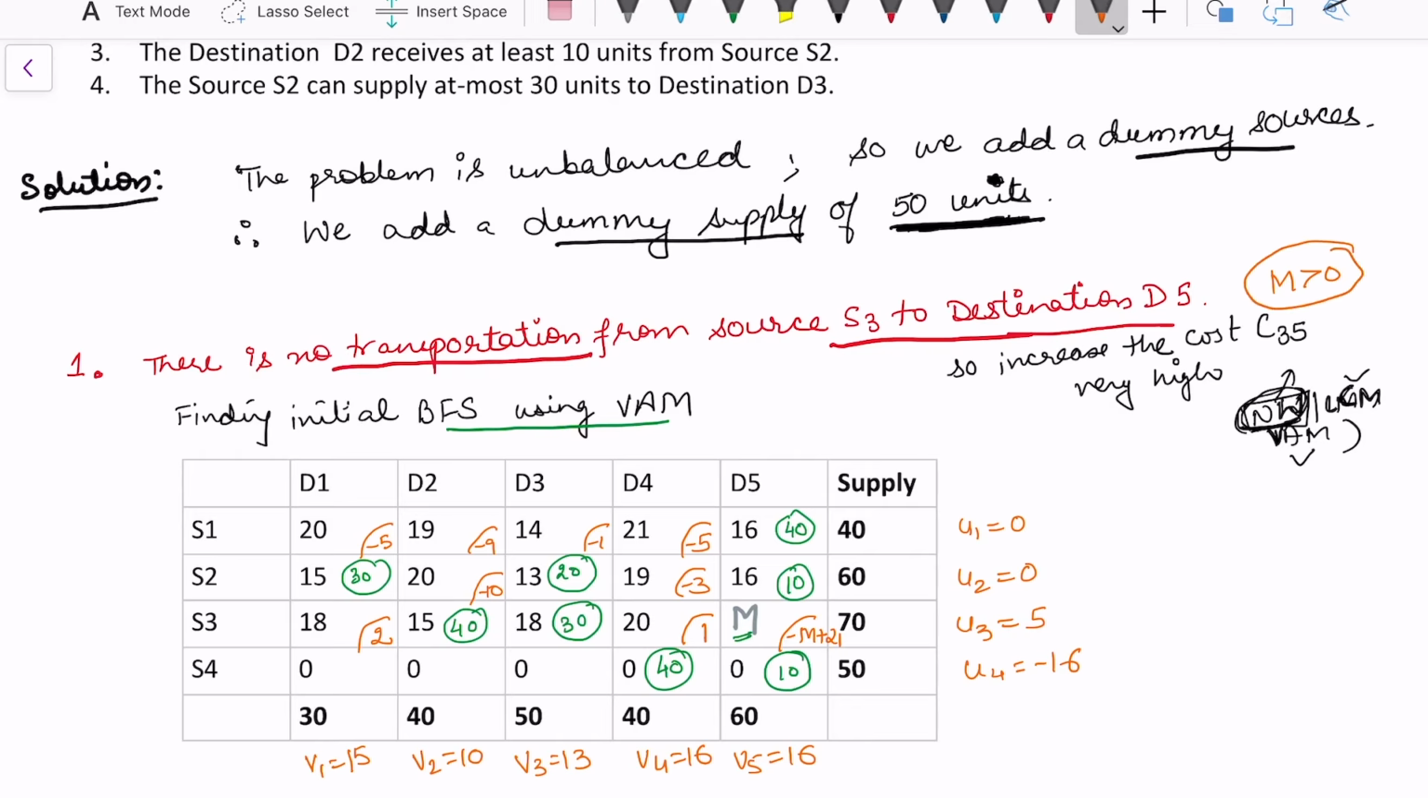And how do we block this? How do we ensure that for this particular cell, because there is no allocation, X35 should be 0, and we wanted this forcefully, and to forcefully make it so, we have increased the cost to be very high. Now M is very high, so this means it is minus M plus 21 net evaluation, which means this is negative. So then it is minus 1, minus 6, and then we got minus 3.